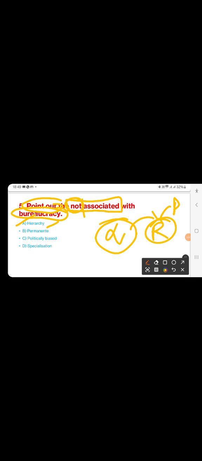I already explained that the bureaucracy is known as the permanent body, so they are called the permanent executive, as opposed to the political executive, like an IAS officer, sometimes an IPS officer. Second is the specialization. Here they have their own specializations, and according to the specialization, they do their work.